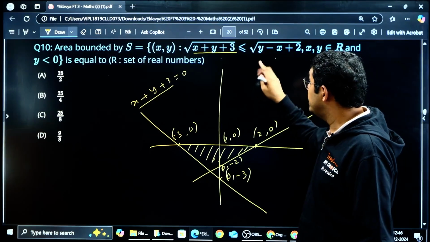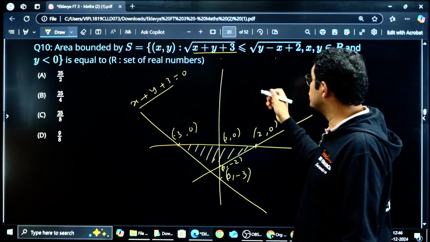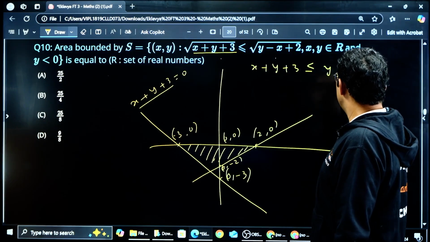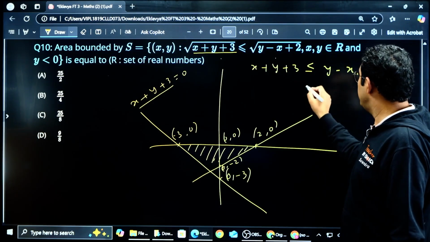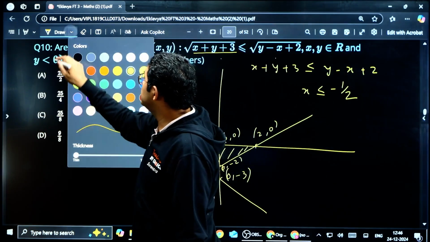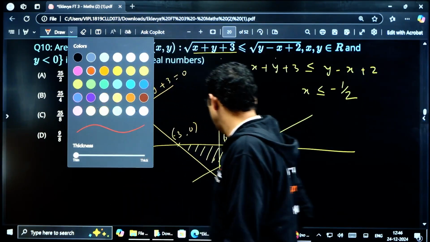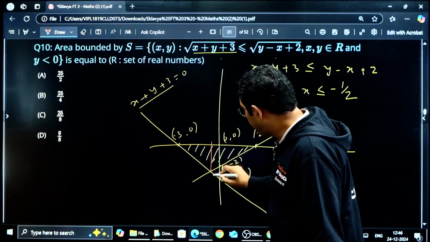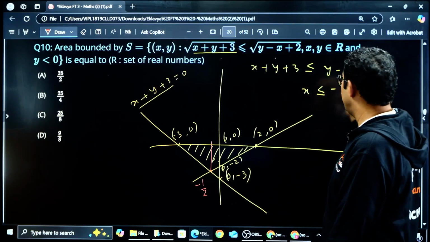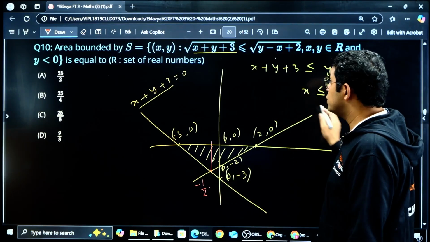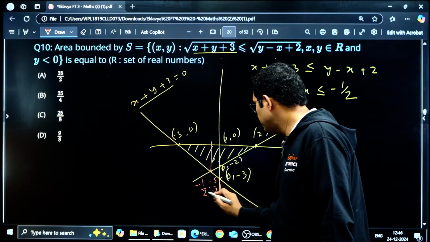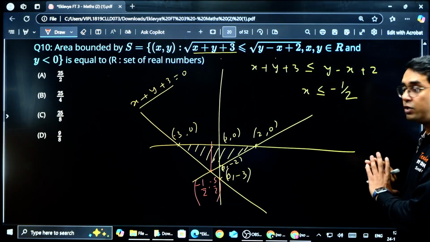But one more thing we are given, suppose these two are positive, then we can do the squaring and we will be getting x plus y plus 3 less than or equal to y minus x plus 2. Here y will get cancelled, so x will be less than or equal to minus half. So for x less than or equal to minus half, if I draw it here, it is a line here. In fact, this point of intersection is minus half only, where these two expressions will become equal to 0. And if you put x is equal to minus half, your y coordinate will be minus 5/2. Okay, so one more thing is there, that is x less than or equal to minus half.